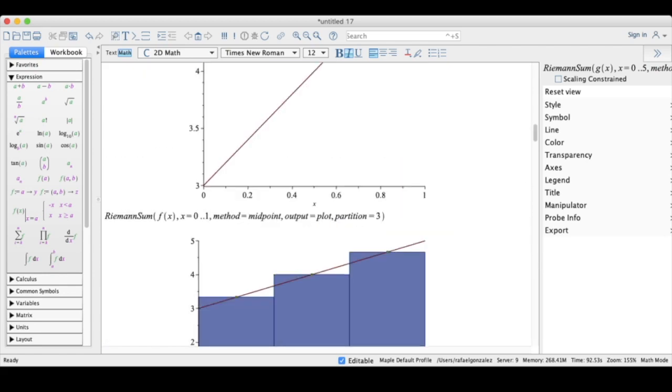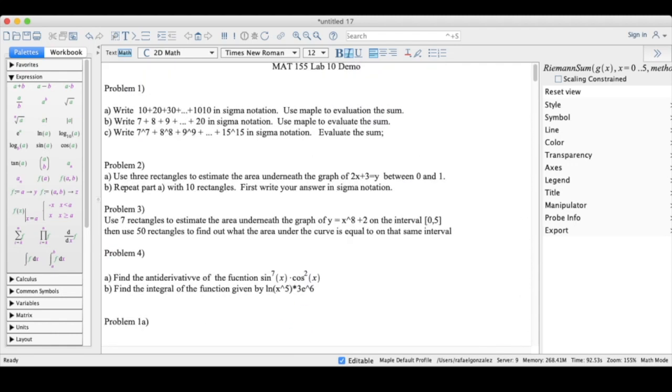It's a factor throughout. Now for the last problem, we have to find the antiderivative of the function, in this case sine of 7x times cosine squared of x, and then we have to find the integral of the function given by ln of x raised to the 5 times 3e raised to the 6.